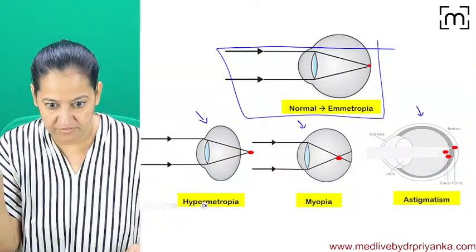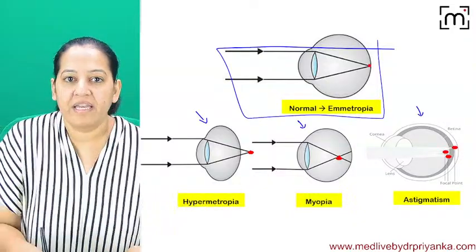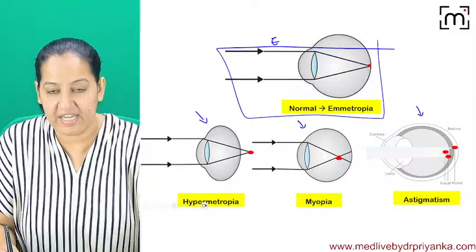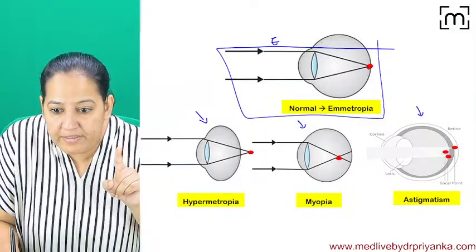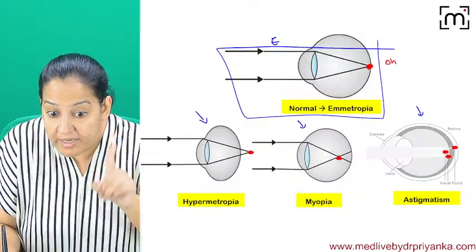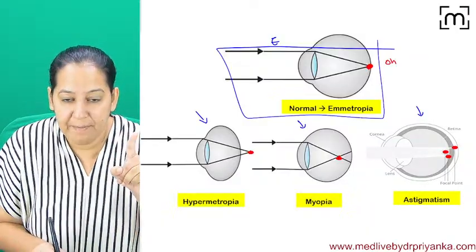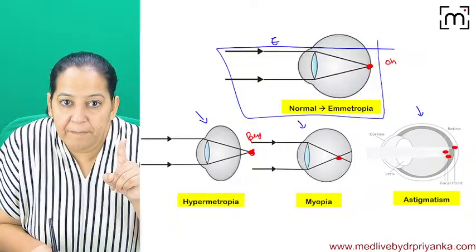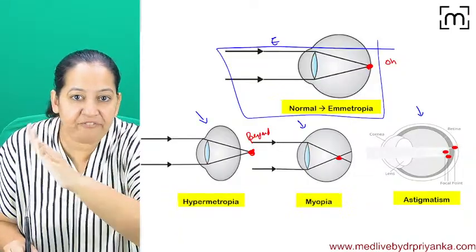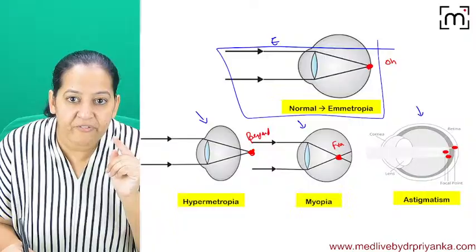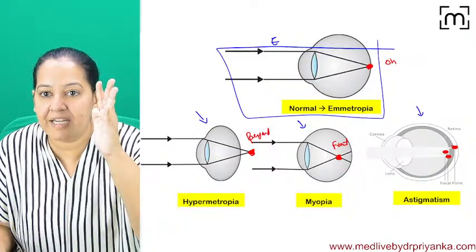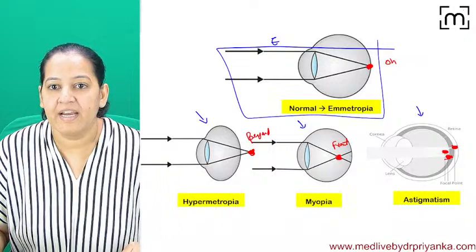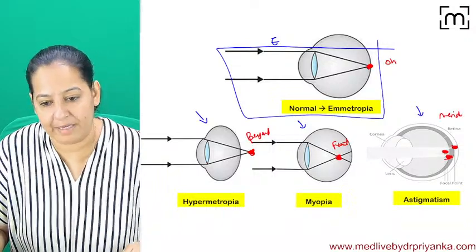Now what is the difference in all of them? See, first emmetropia. In emmetropia, when the parallel rays are coming from infinity, the focus is on the retina. I am writing the word on. It is on the retina. But it can be beyond the retina. Here I am writing the word beyond. It can be in front of the retina, or it can be at multiple levels, multiple meridians. Can you see?